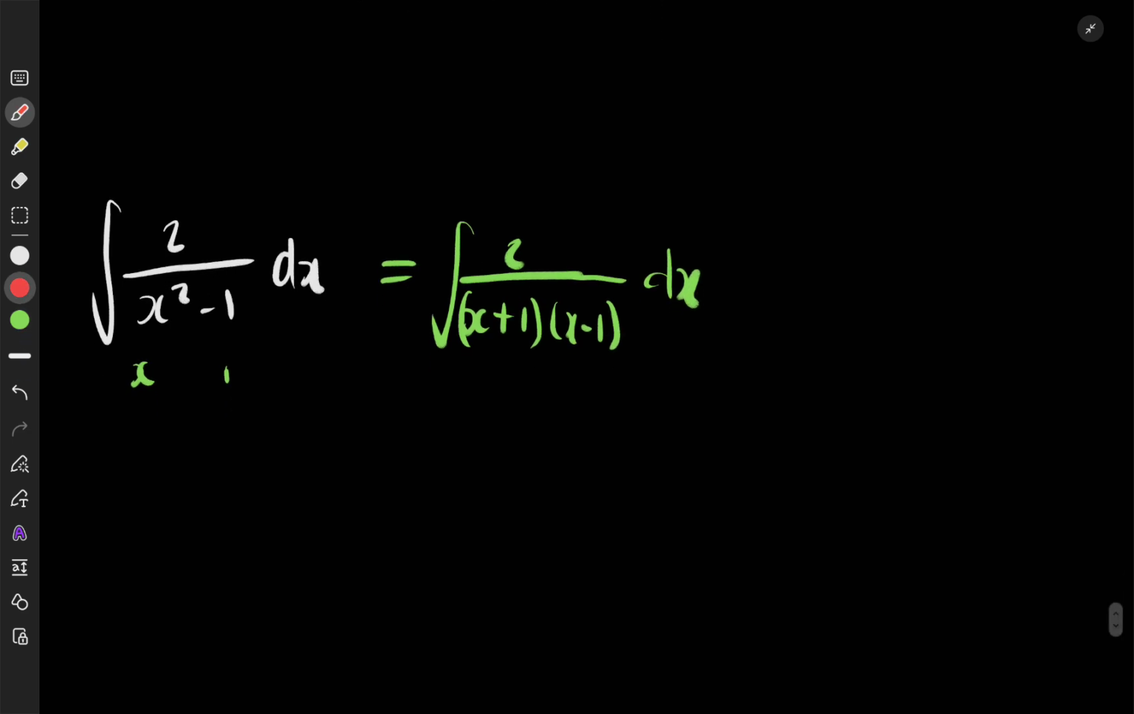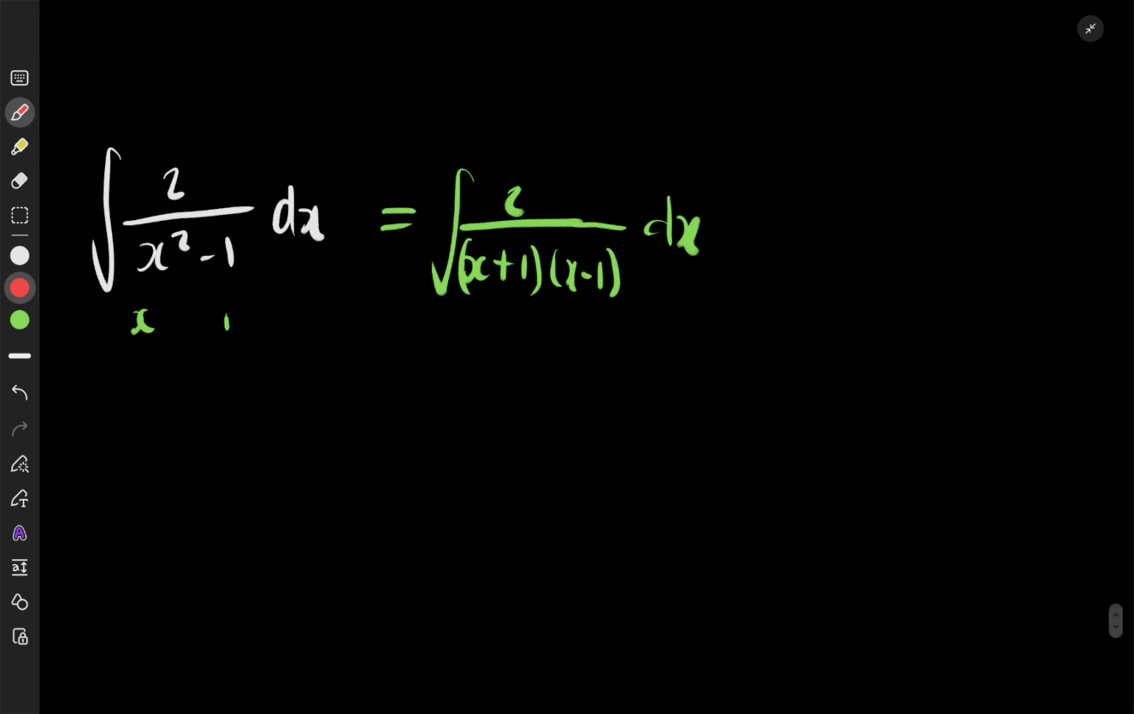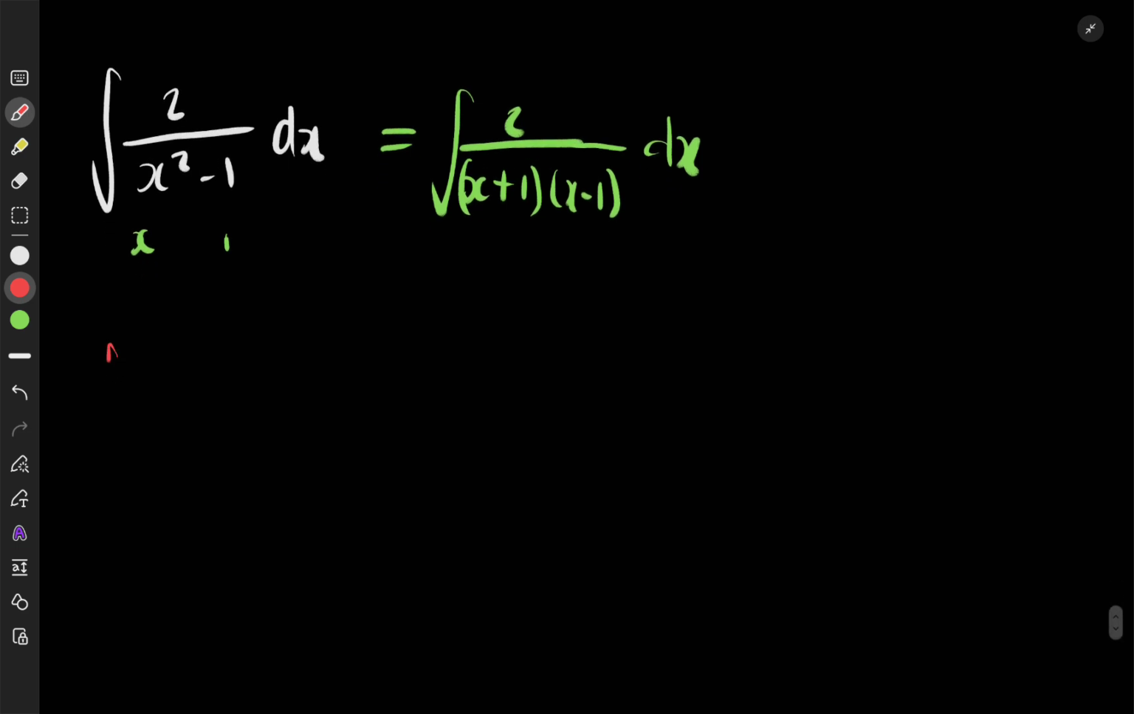Now, once it gets to here, then I can use the idea of partial fractions. Partial fractions, yes. When you have two denominators and you want to separate them and integrate them separately, the only way to split denominators is to use the idea of partial fractions or to convert them to partial fractions. So this is the thing which we're going to do. So I would have the integral of 2 over x plus 1 multiplying x minus 1 with respect to x.